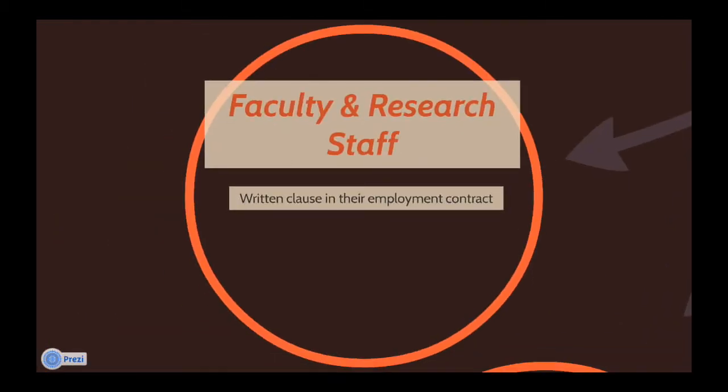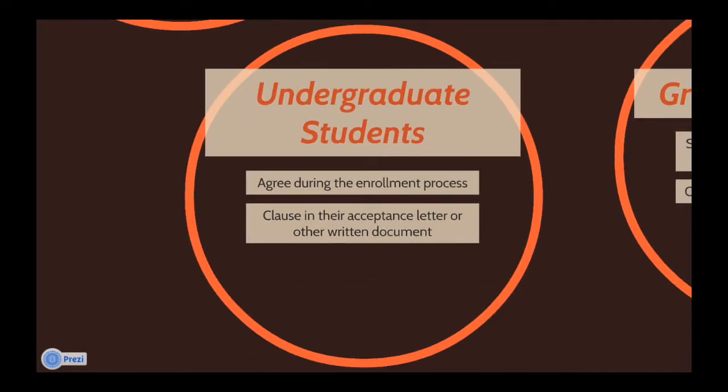Faculty members and institutional research employees tend to conduct the most advanced, highly funded operations on campus, and are therefore heavily involved in the generation of IP. Faculty and research employees typically agree to a written clause in their employment contracts, binding them to the applicable parts of the institution's IP policy. In contrast, undergraduates at colleges and universities tend to be enrolled primarily as students. Undergrads typically agree to be bound by their institution's IP policy during the enrollment process by signing a clause in their acceptance letter or other written documentation.